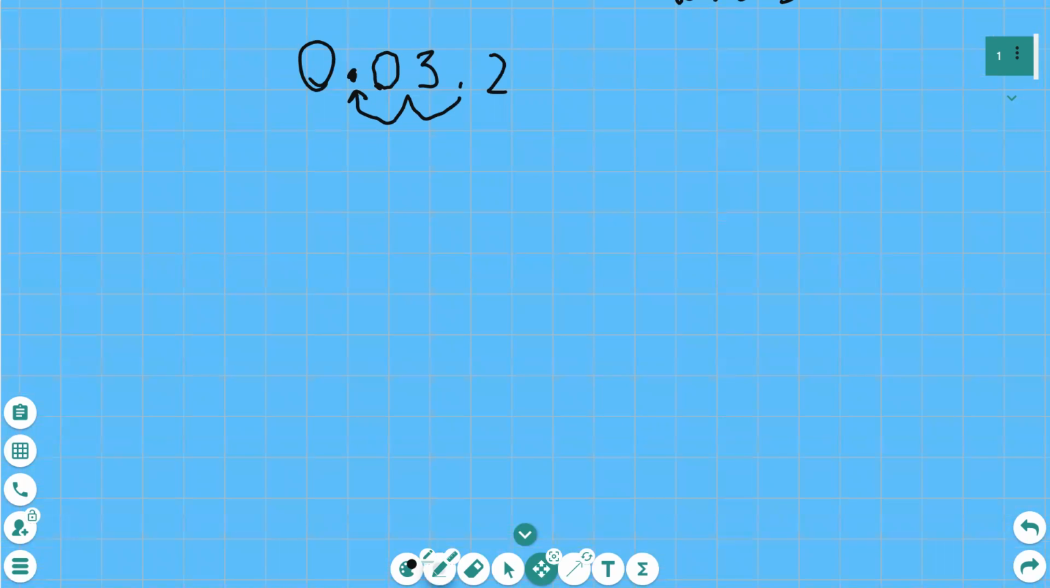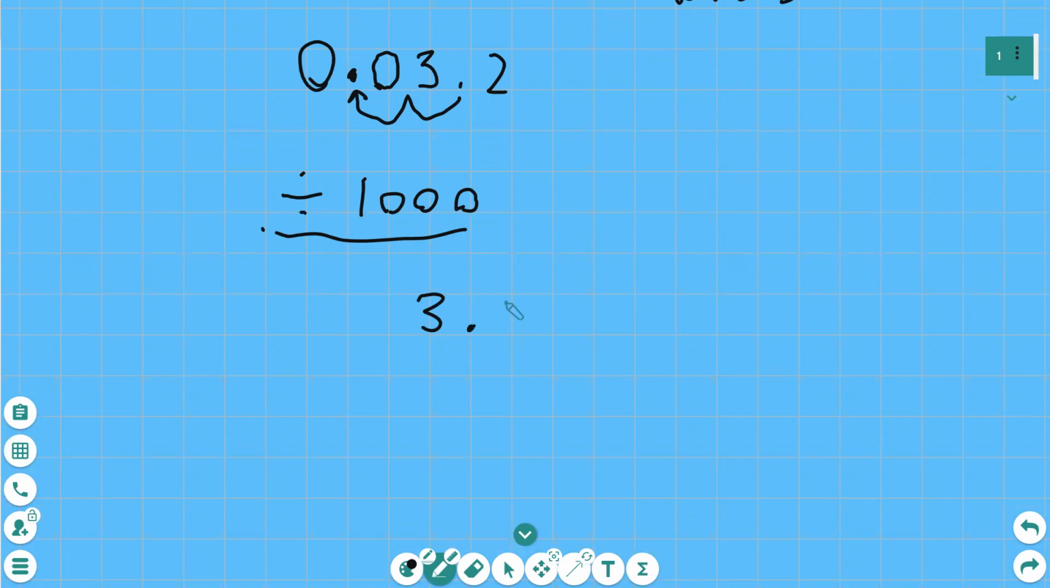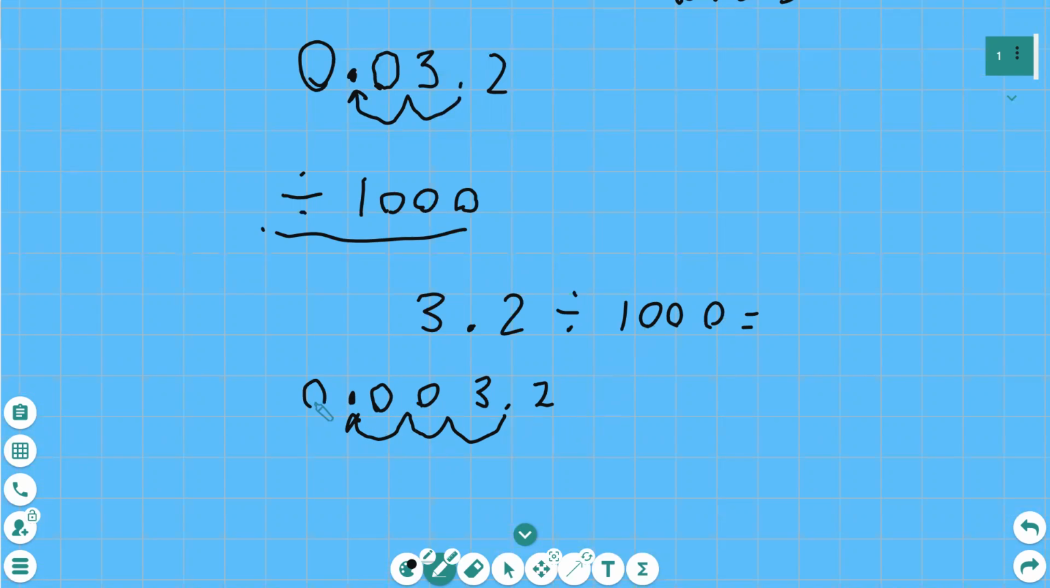And then let us have a look. Let's divide by 1,000, shall we? If we've got 3.2 divided by 1,000, well, here's our 3.2. We're dividing, so the decimal point will move to the left. 1,000 has 3 zeros, so it'll go hoppity 1, 2, 3 to there, and placeholders will pop in there, and we're going to end up with 0.0032. There we go.